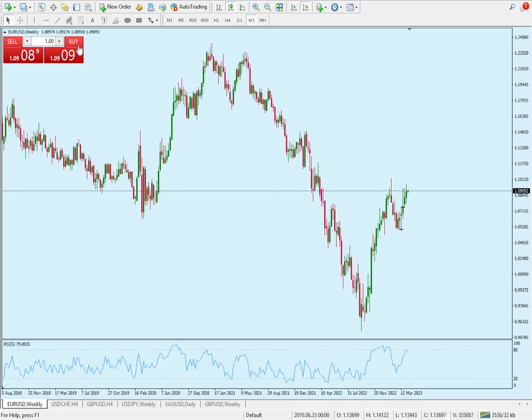And on the weekly, it seems like this week we may get a double top, but let's see. I will discuss this in a separate video, maybe later tonight. So let's see.